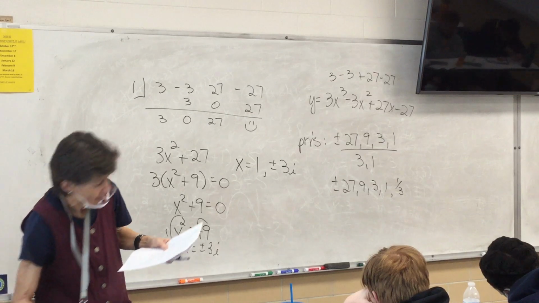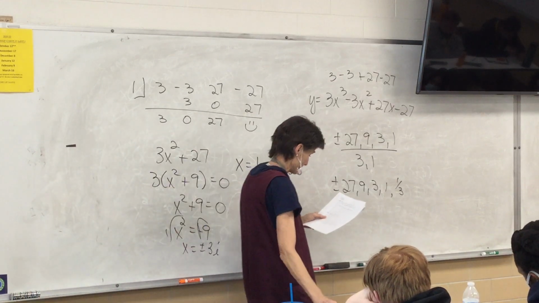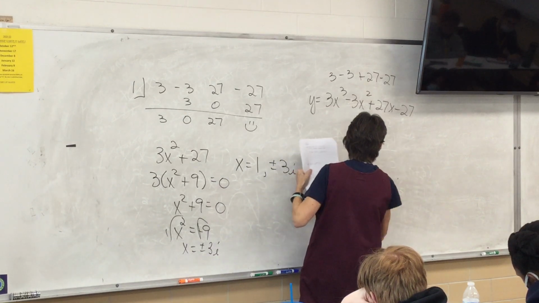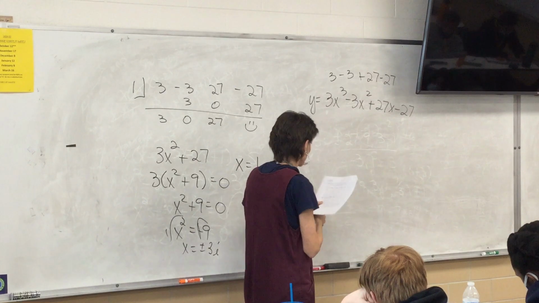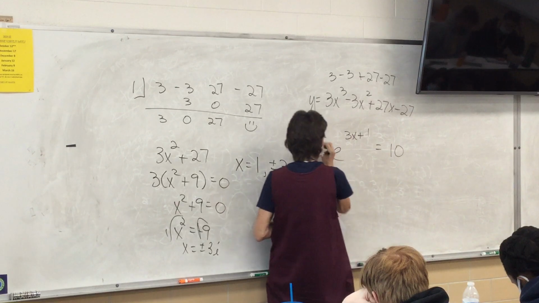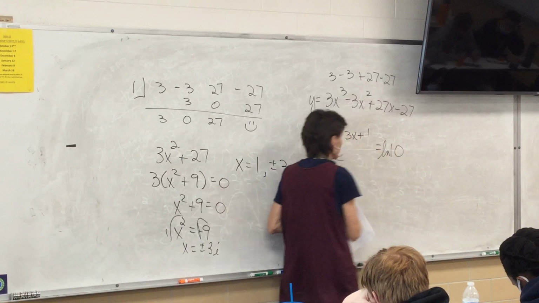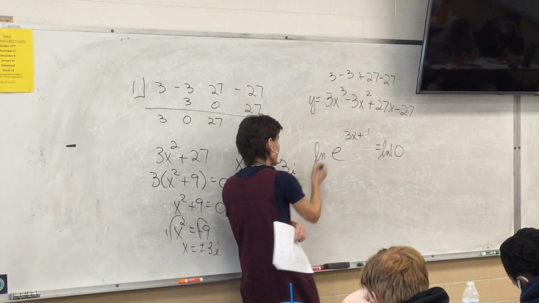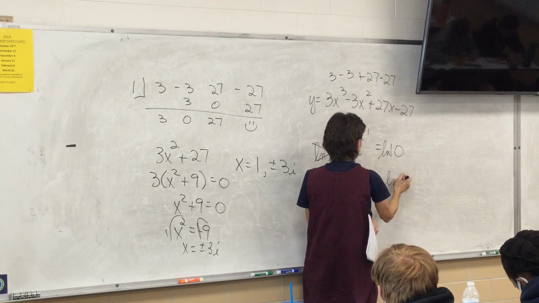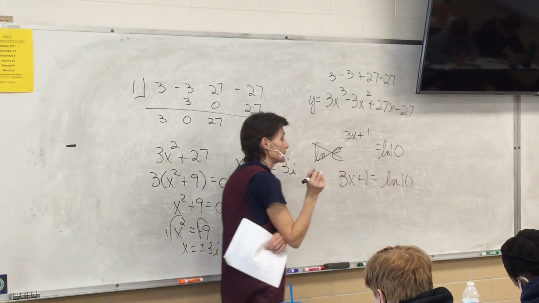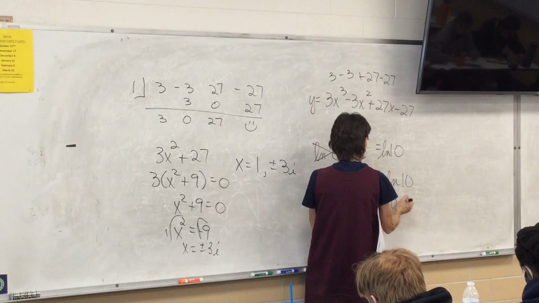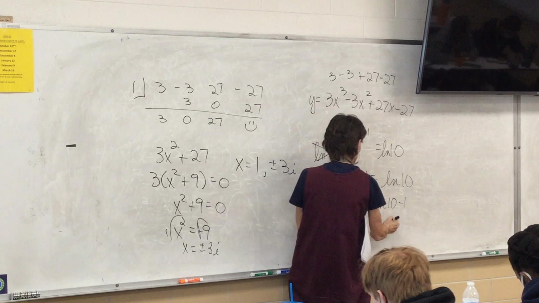Okay. Now, how do we solve an equation like this? Take the natural log of it. Yep, we're going to take the natural log of both sides. In other words, ln both sides. And what magical thing happens? ln and e cancel. So you're left with 3x plus 1 equals ln 10. Yep. And you solve for x. So we'll subtract 1. X equals ln 10 minus 1, times 1 over 3.